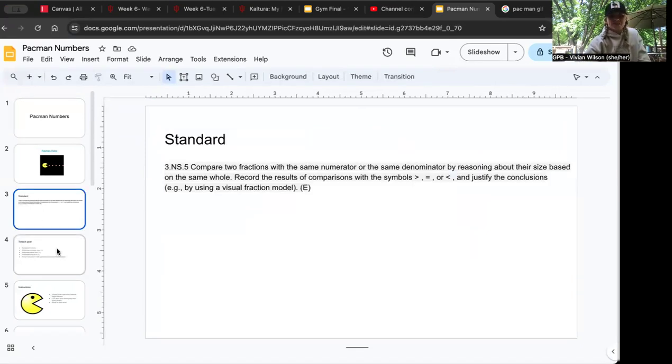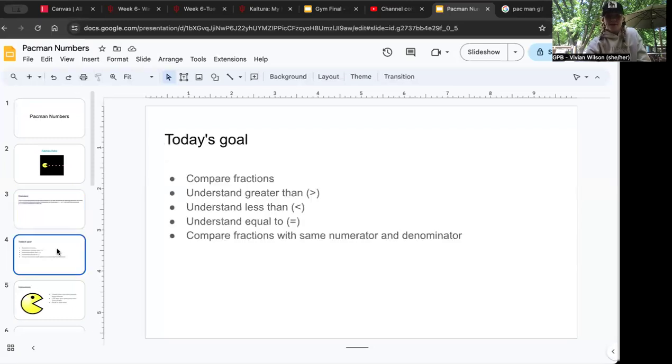So these are the standards in teacher terms, but basically for you guys, all you need to know is that today's goal is to compare fractions, whether we understand if they're greater than, less than, equal to, or if they have the same numerator and denominator, how we tell which one they are.